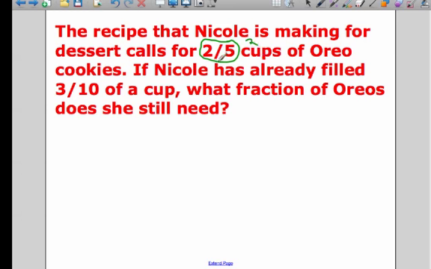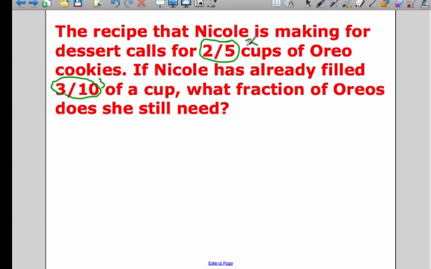All right. And if Nicole is already filled, we're going to pretend that this is 3 cups of Oreos. So we're just kind of sticking with what the numerators say. What fraction of Oreos does she still need? Well, based on the way that I've written this problem here, it doesn't make sense. She's already filled it with 3 cups, and the recipe only called for 2 cups. So I probably used the wrong analogous numbers.